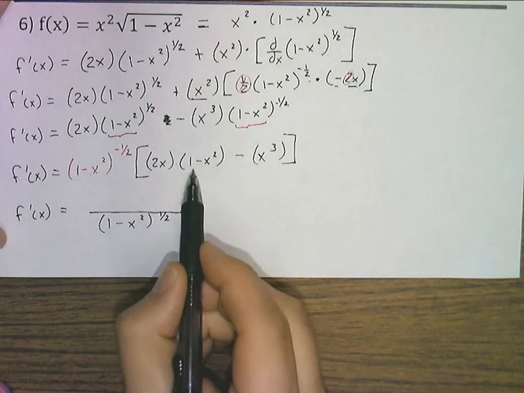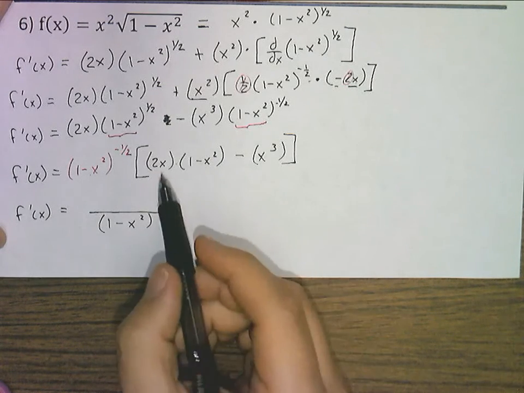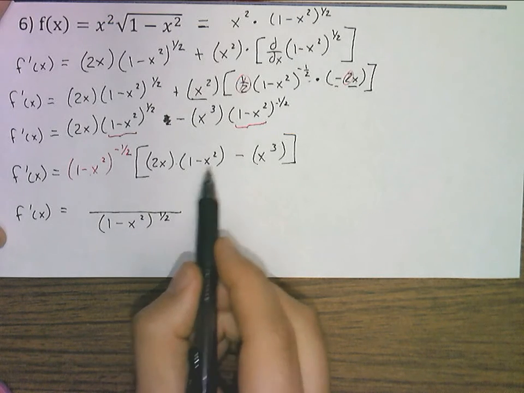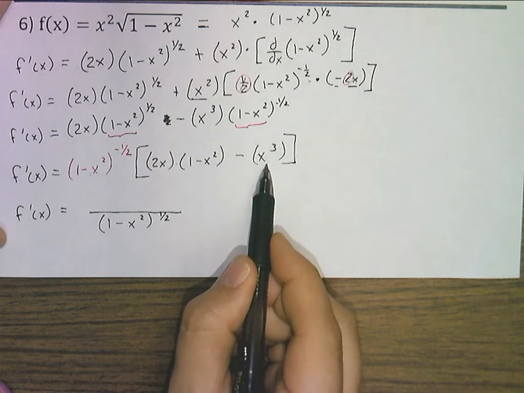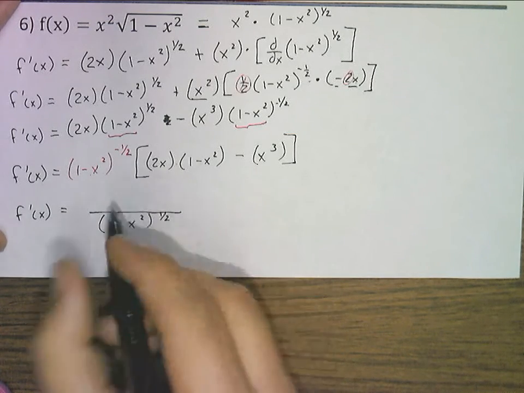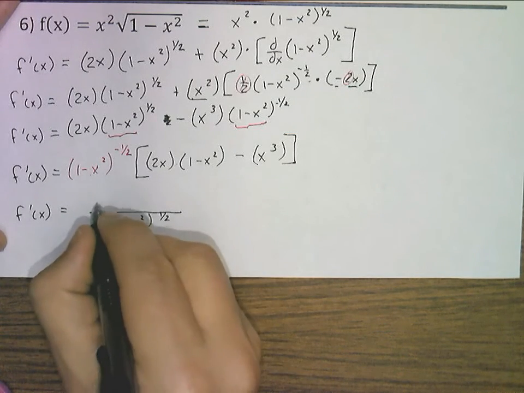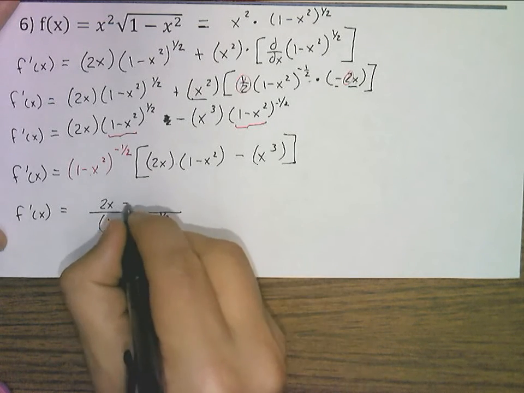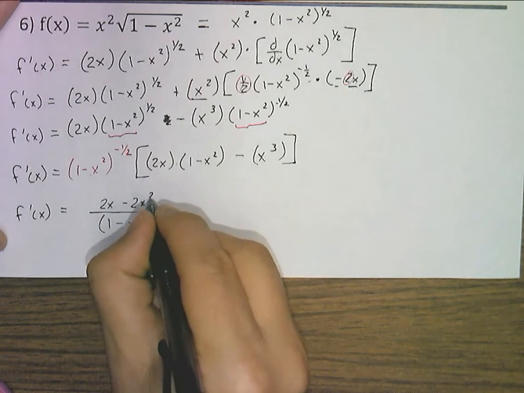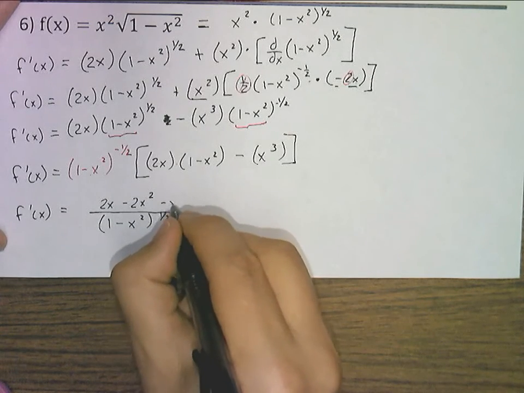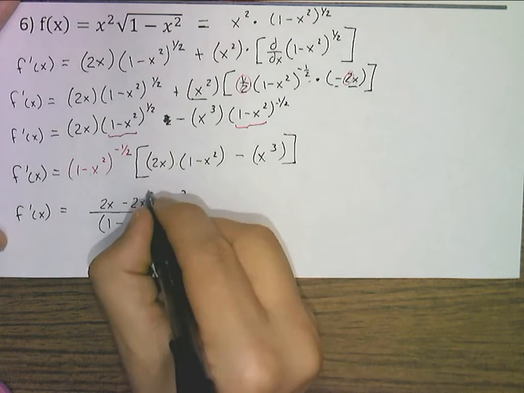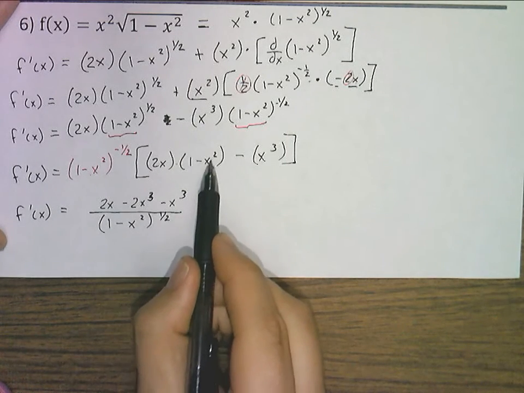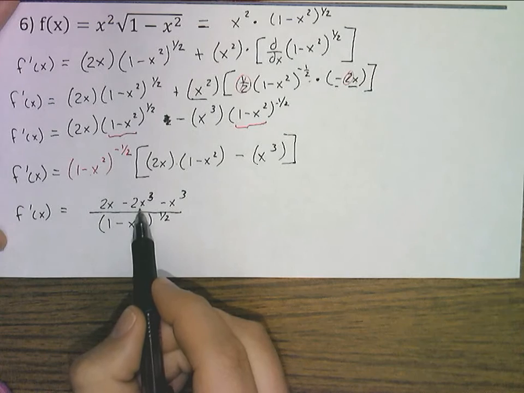And normally I wouldn't suggest doing that, not necessarily, but I can see that if I do distribute this 2x and that x squared, it's going to give me an x cubed term that I'm going to be able to combine with this x cubed term. So I am going to distribute 2x in. 2x times 1 gives me 2x. 2x times -x squared gives me -2x cubed, and then minus x cubed.